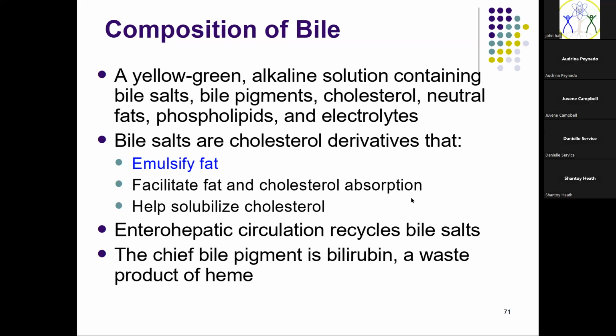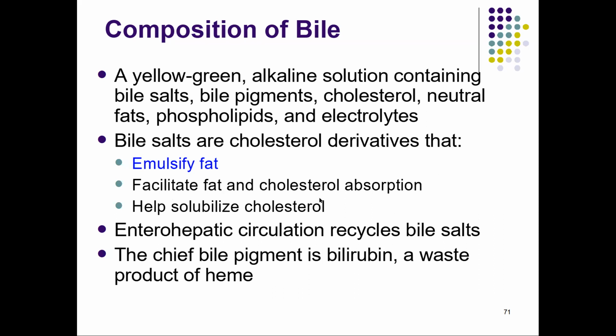And it says it facilitates fat and cholesterol absorption, and helps solubilize cholesterol as well. Then it mentions the enterohepatic circulation recycles bile salts, and the chief bile pigment is bilirubin, which is a waste product of heme. So this is basically saying that the major bile salts that are produced and put in the bile are actually reabsorbed by your body, right?